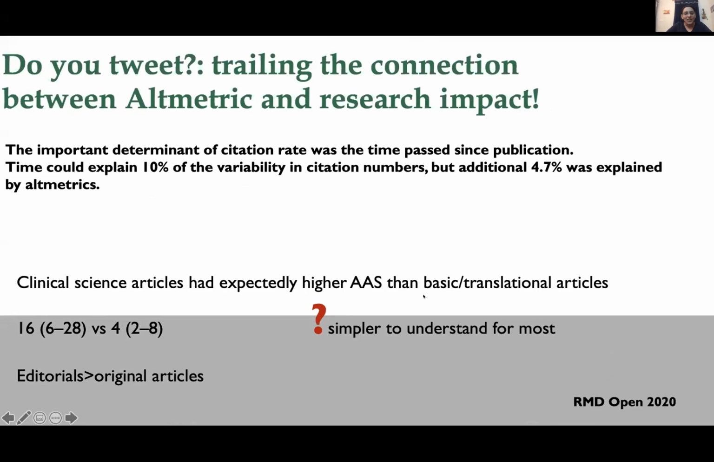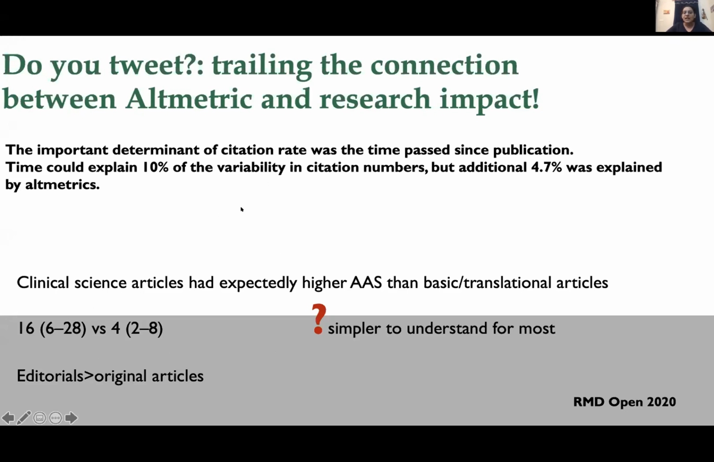So, looking at this paper, another important aspect of citation rate was the time passed since publication. Of course, the number of years that have gone by. If it's been longer, then there would be more and more citations. The authors of this paper conducted an analysis on the articles published in Annals of Rheumatic Disease, which is one of the leading rheumatology journals, and they said that 10% of the variability in citation numbers could be explained by the time passed since publication. And an additional 4.7% was explained by Altmetrics. So Altmetrics may have some sort of a relation with the citation numbers, but it's not entirely contributive.